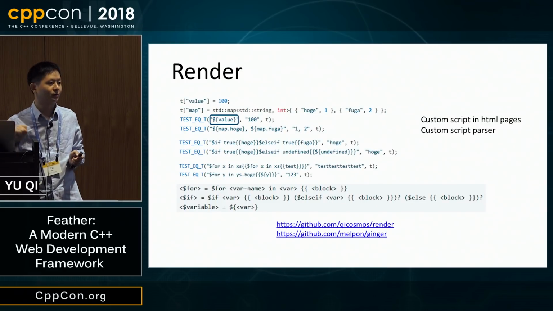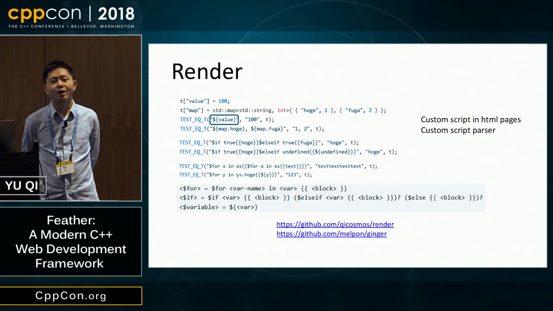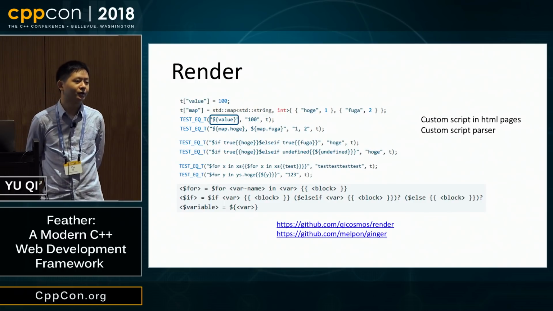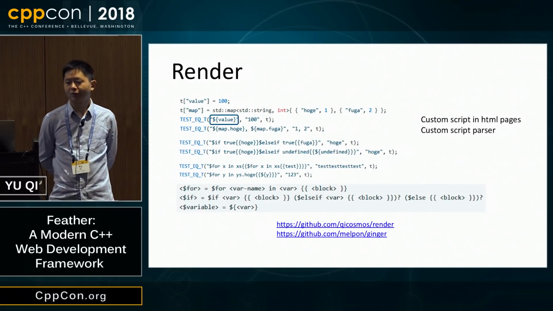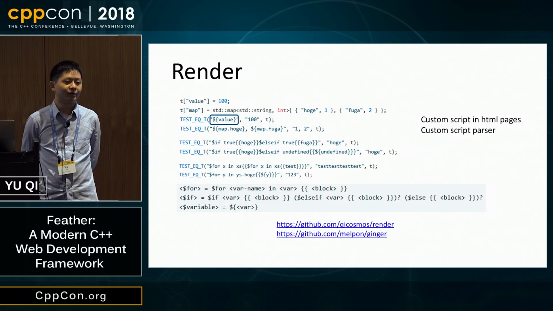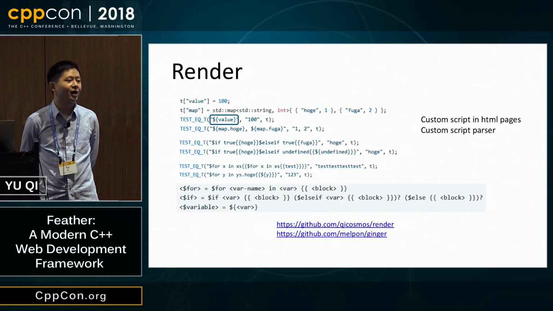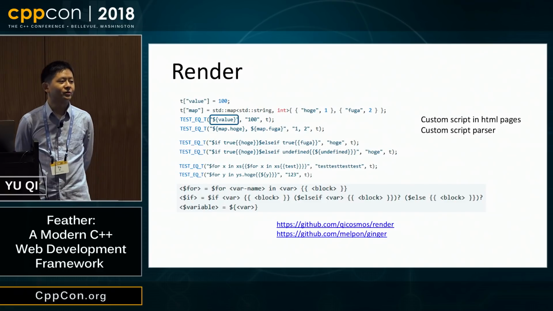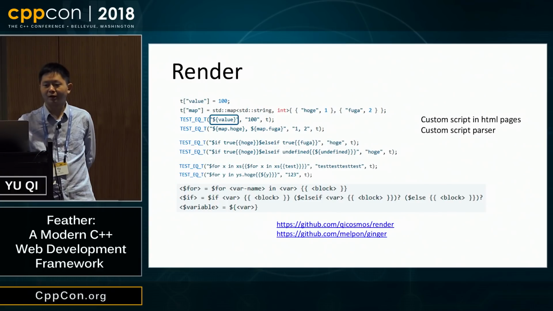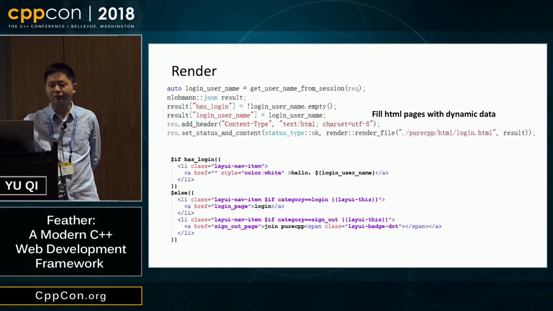Okay, let's look at what Render is. Render contains two parts. The first part is a custom script. It contains if-else, for loop, and variable syntax. Another part is a parser of the custom script. I would like to show you an example of Render.